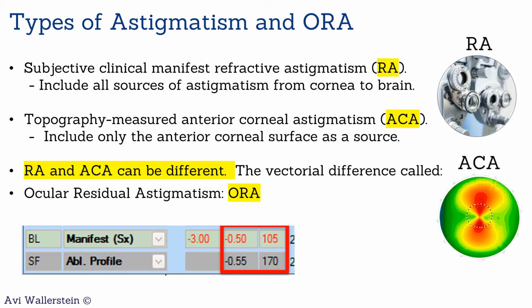Subjective clinical manifest refractive astigmatism, RA, is what we measure with a 4-diopter exam. It includes all sources of astigmatism from cornea to brain. The topography measured anterior corneal astigmatism, ACA, is what the Contoura topographer tells us. It measures and includes only the anterior corneal surface. These two can be different, as shown here, and this difference vectorially is called ocular residual astigmatism, or ORA.